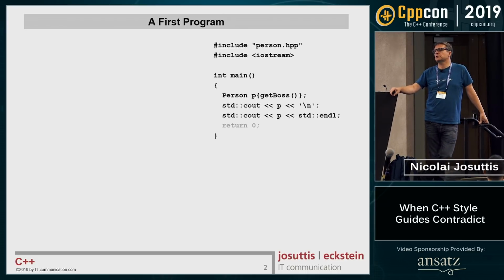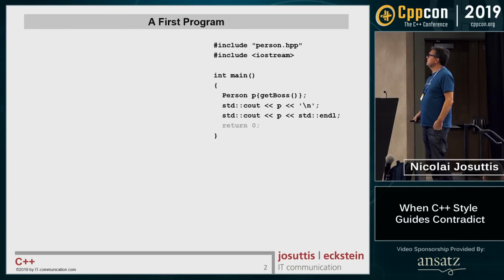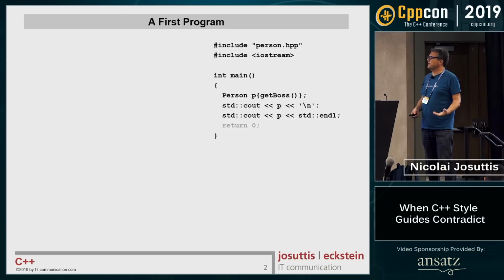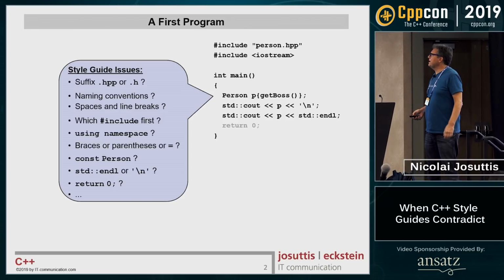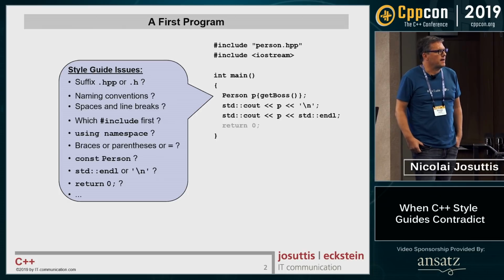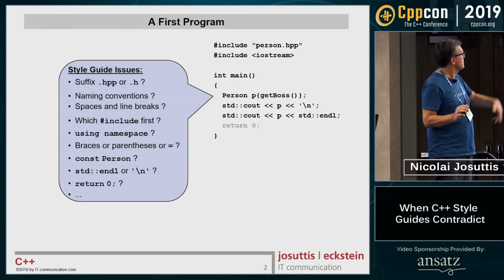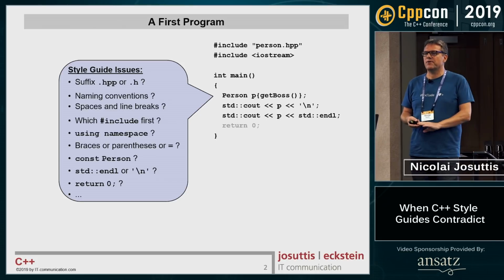So let's look. My first problem starts when I think about what should I teach as a first program and how should it look like? So this is a simple program. Let's include a header file. Let's declare a person. Let's print it out. Already here we have something like 10 different questions regarding style. I mean, we can skip the usual things like naming conventions, spaces, and line breaks.